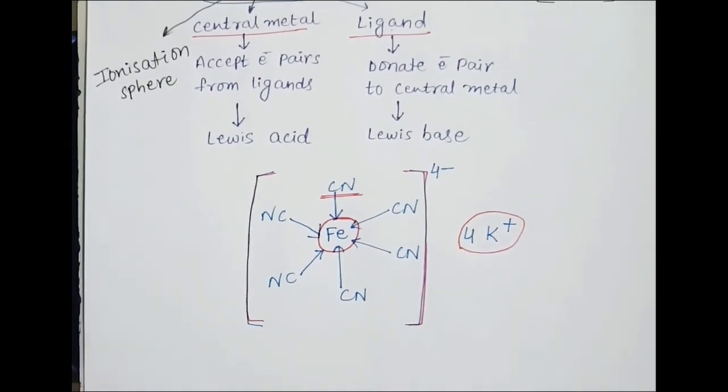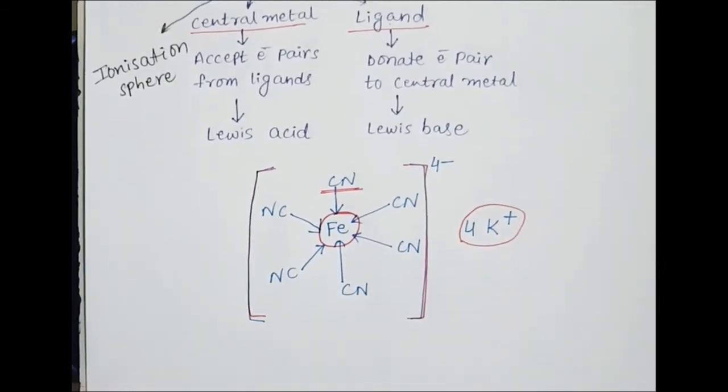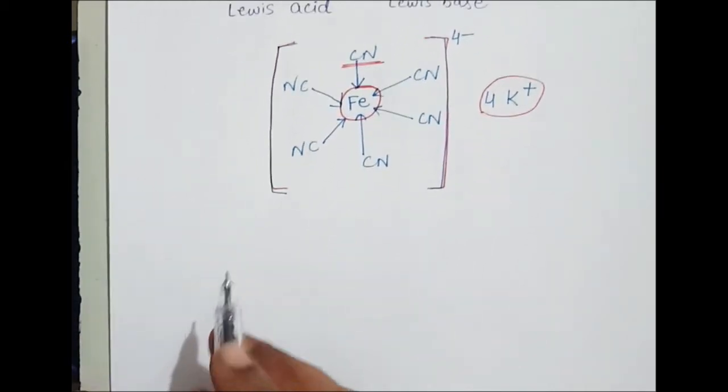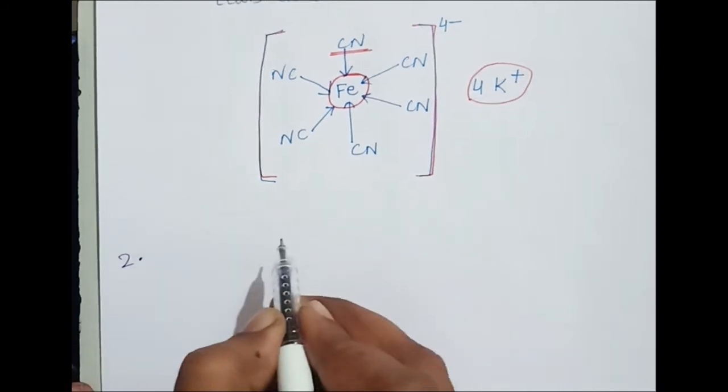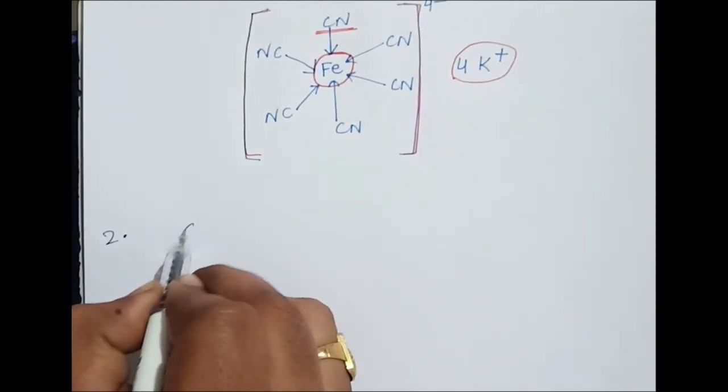Now I'll give you one more example. Some students ask, sir, give me another example. Yes, I'm giving you another example. So here you have to identify what is the central metal, what is the coordination sphere, and so on.